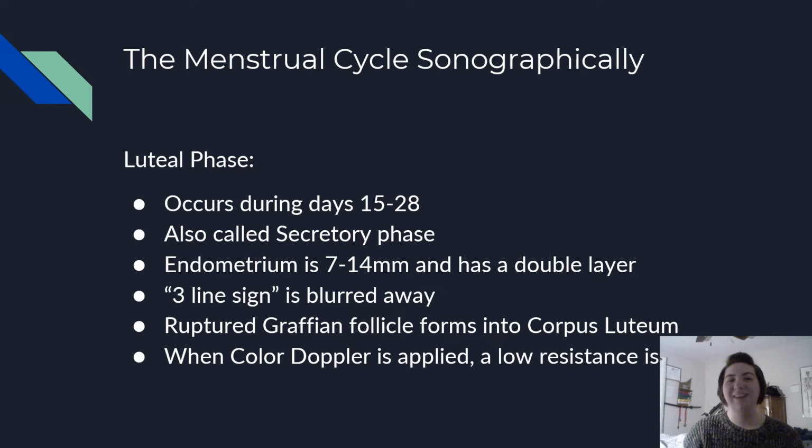The last phase of the menstrual cycle is the luteal phase, which is also called the secretory phase. This occurs during days 15 through 28. The endometrium is the thickest at this point, measuring 7 to 14 millimeters. The 3-line sign blurs away as the Graafian follicle forms into the corpus luteum. When color Doppler is applied, a low resistance in the corpus luteum cyst is visualized.